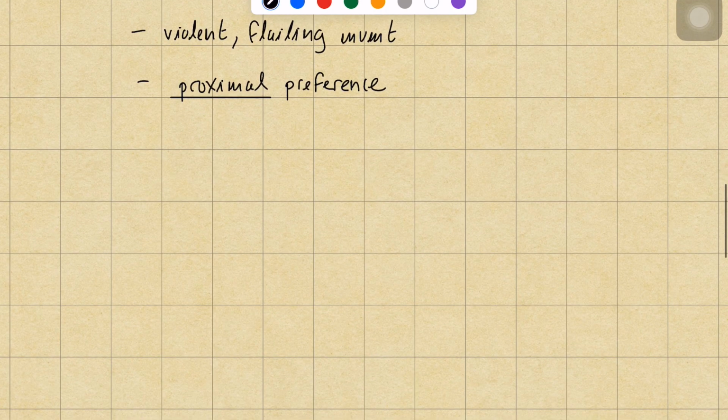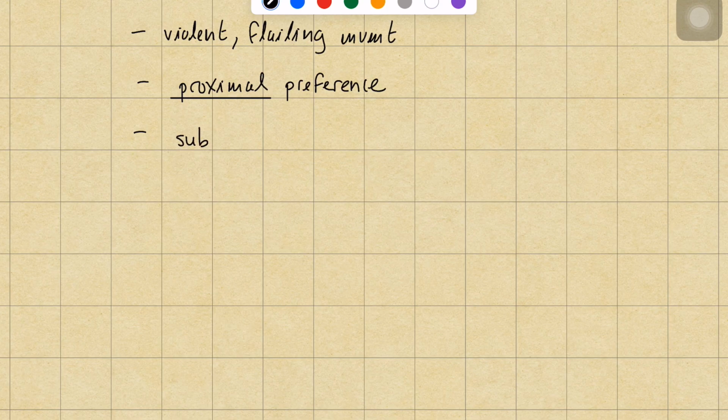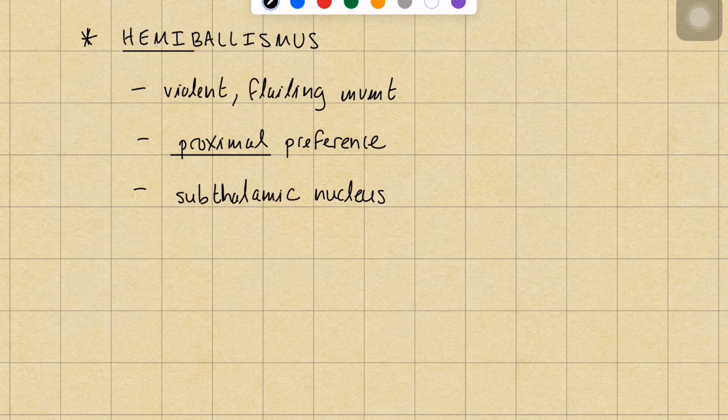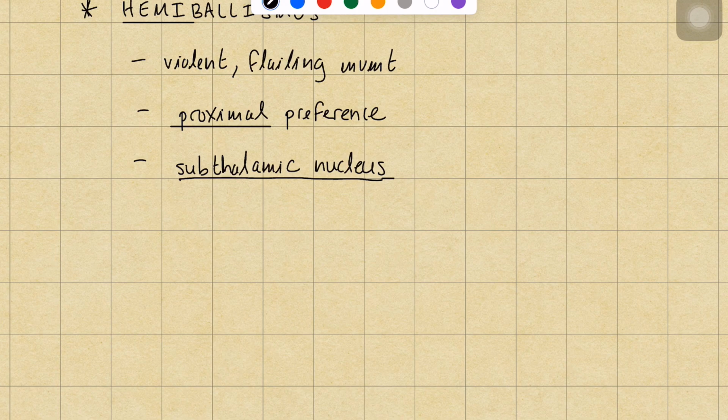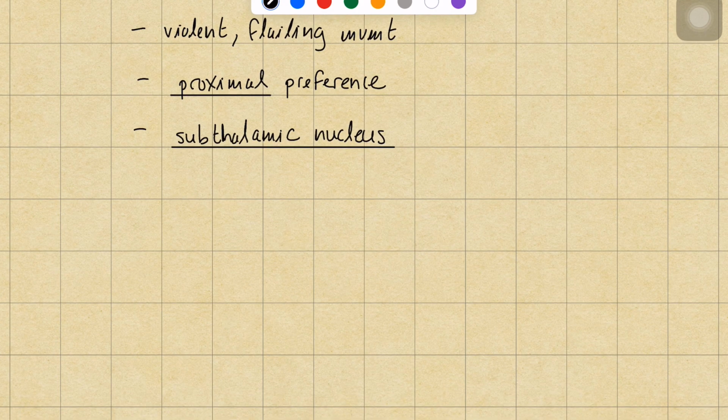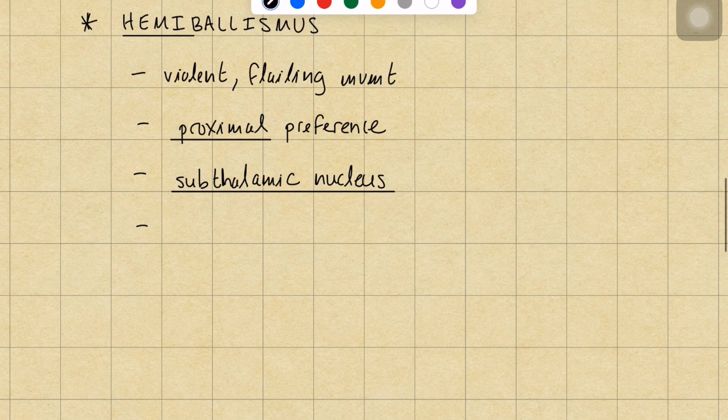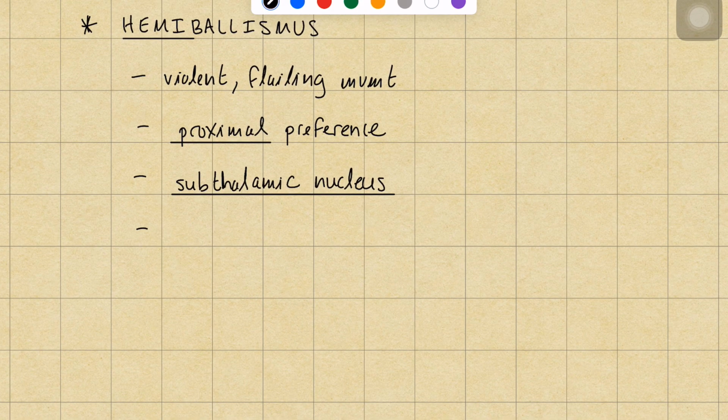And it is associated with a lesion specifically to the subthalamic nucleus. And importantly, it will manifest contralaterally to that lesion. So, for instance, if you have a lesion on your left subthalamic nucleus, your right arm will be violently flailing, and vice versa. So that's very, very specific for hemiballismus, this lesion to the subthalamic nucleus of the basal ganglia. And so not surprisingly, what leads to this lesion? Something very specific, like a lacunar stroke, right?